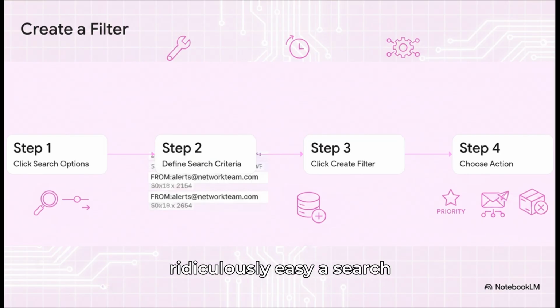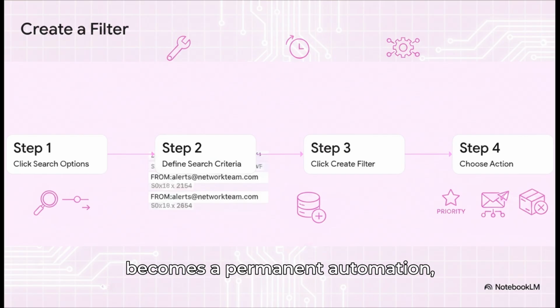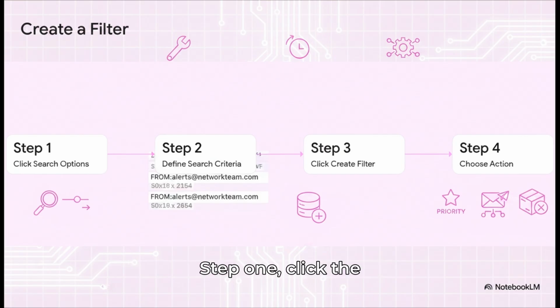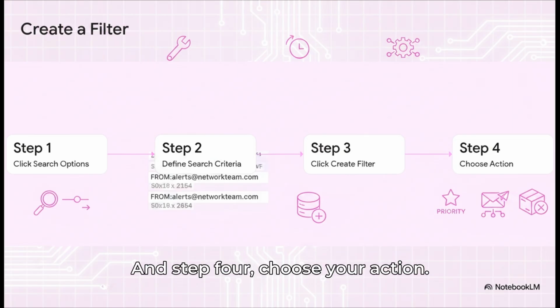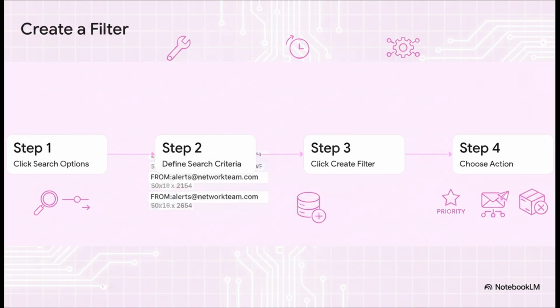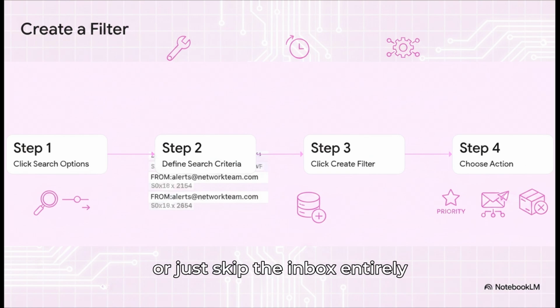To prove how ridiculously easy a search becomes a permanent automation, just look at these 4 steps. Step 1, click the search options slider icon. Step 2, type in the advanced search criteria we just went over. Step 3, instead of hitting search, click create filter. And step 4, choose your action. You can have the system automatically apply a high priority label, forward it straight to the network team, or just skip the inbox entirely for those noisy low-level alerts.